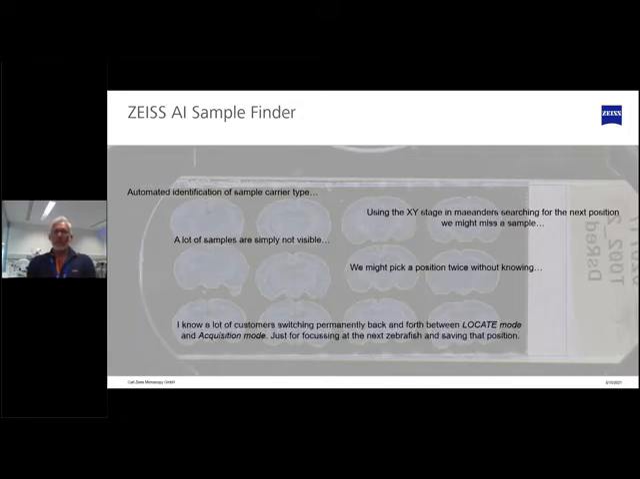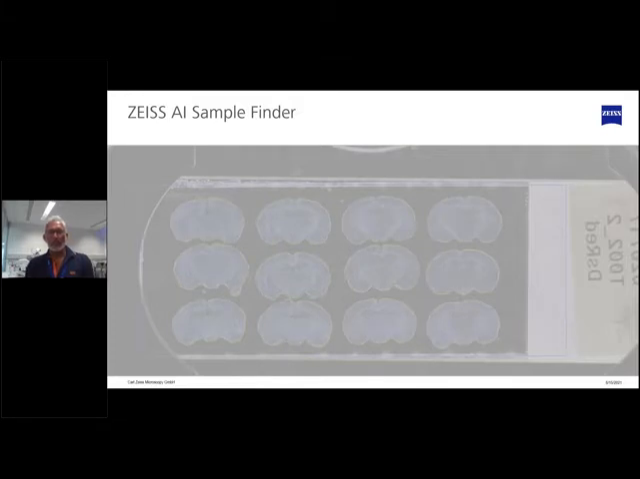I've met a lot of people switching permanently back and forth between locate mode and acquisition mode in ZenBlue, and they just want to focus at the next zebrafish and find the right spot and save that position. So maybe this is one thing of the past. It's about time again, and it's a lot more. I might point out here, assisted loading.